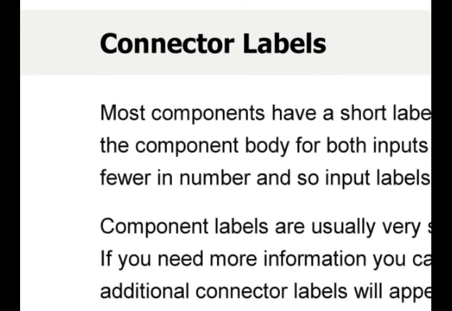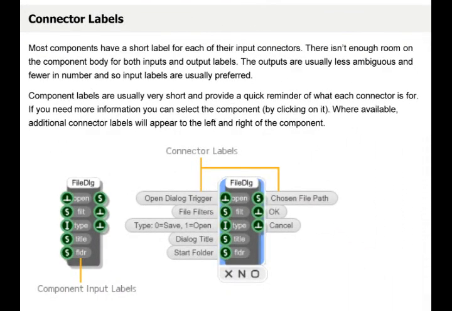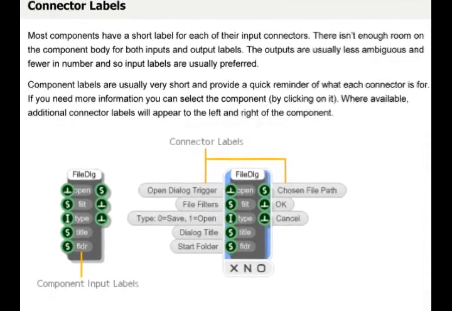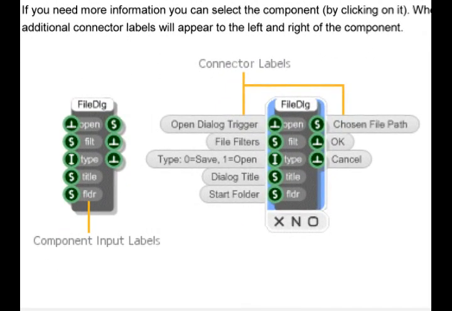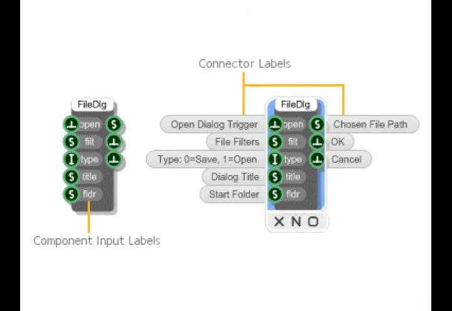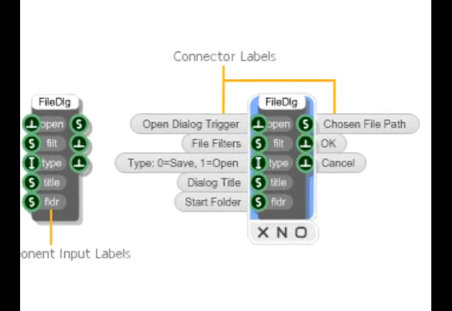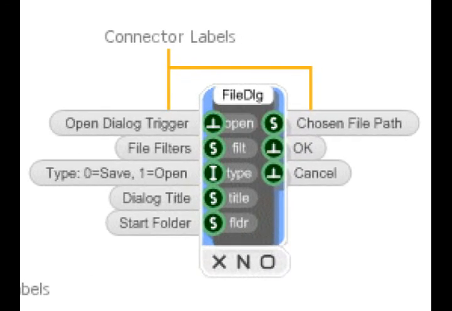Connector labels. Most components have a short label for each of their input connectors. There isn't enough room on the component body for both inputs and output labels. The outputs are usually less ambiguous and fewer in number, and so input labels are usually preferred. Component labels are usually very short and provide a quick reminder of what each connector is for. If you need more information, you can select the component by clicking on it. Where available, additional connector labels will appear to the left and right of the component.